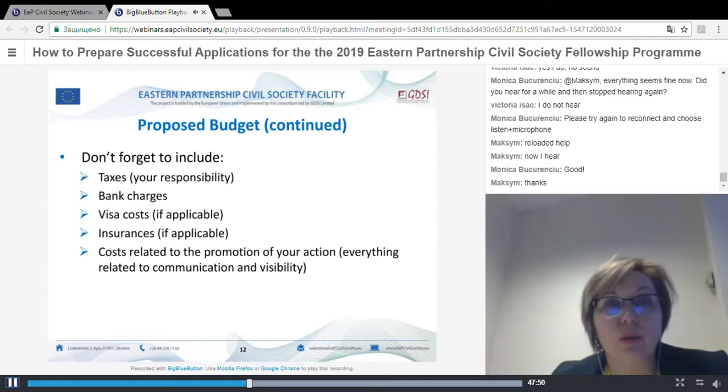When you submit your budget and you are successful, you will receive a contract on the amount that you budgeted. If you forgot to include any of the costs, no additional money will be given. So you have to complete your action using that amount of money that you received.